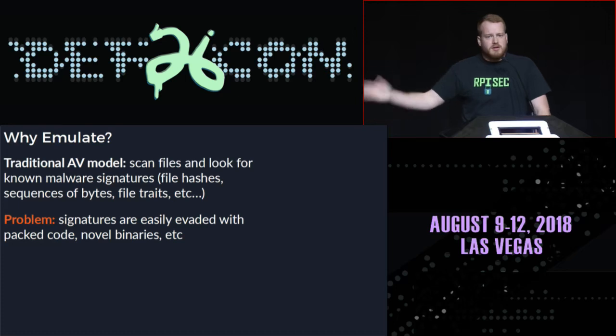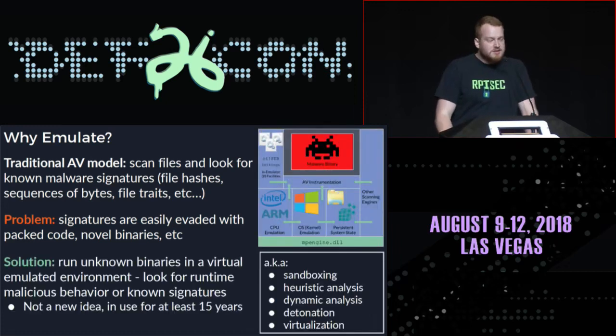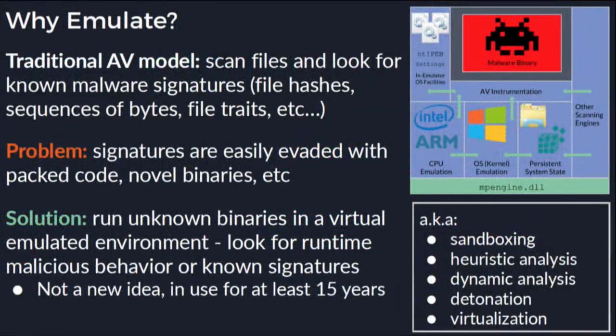This was an outdated model 15, 20 years ago, because malware could evade these hard-coded signatures with packed code, by creating novel binaries, and packing obfuscation. You heard a lot about polymorphic viruses back in the early 2000s. So the solution that the AV industry came up with 15 to 20 years ago was runtime dynamic analysis on the endpoint through emulation: actually running these unknown binaries in a virtualized environment and looking for signatures there.